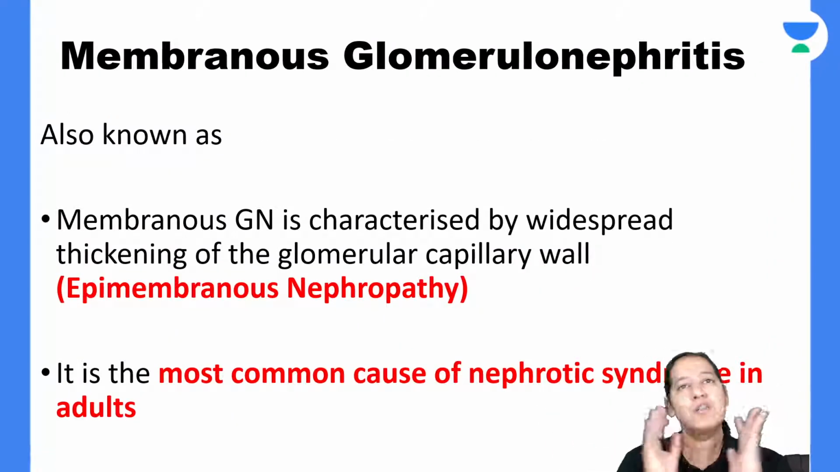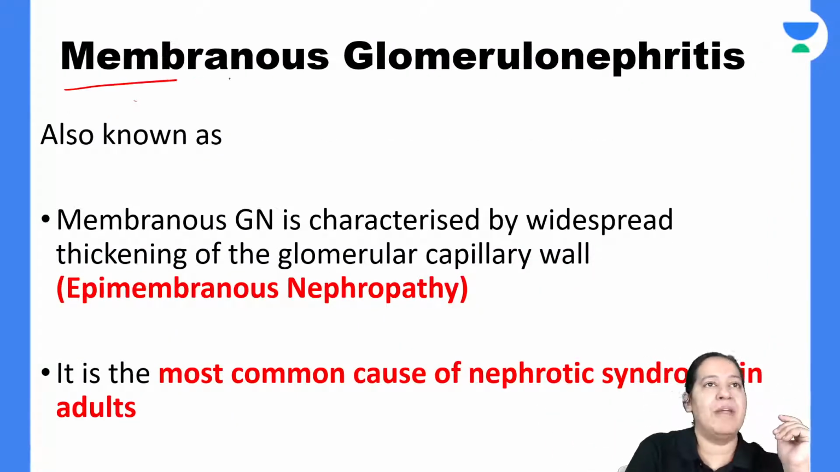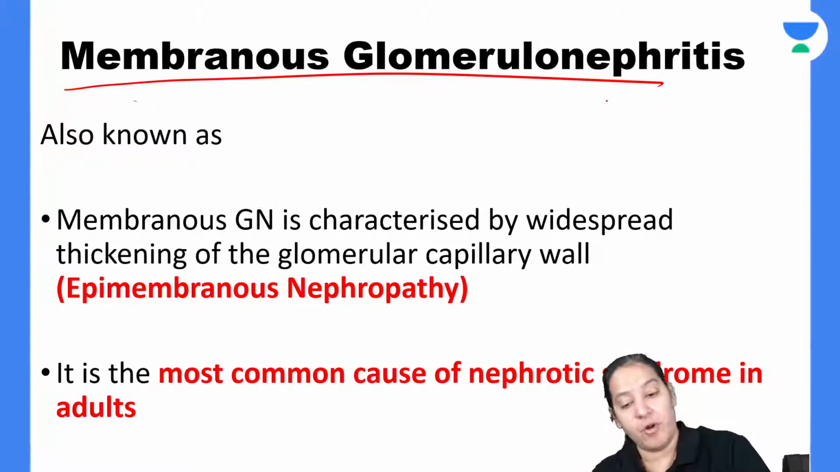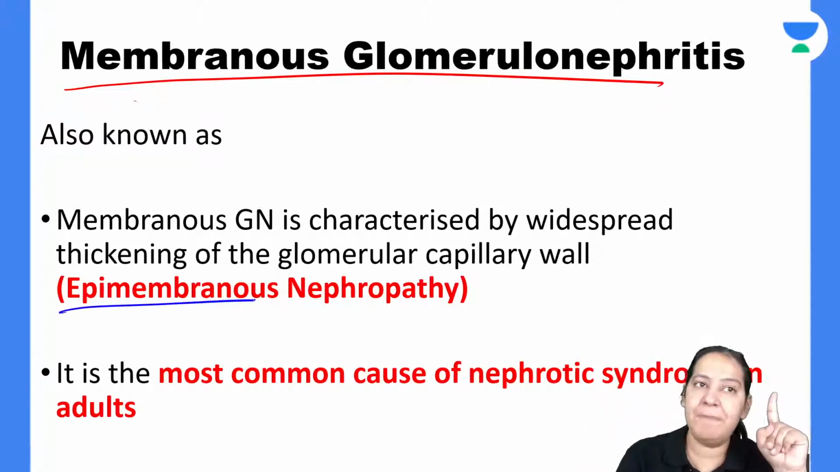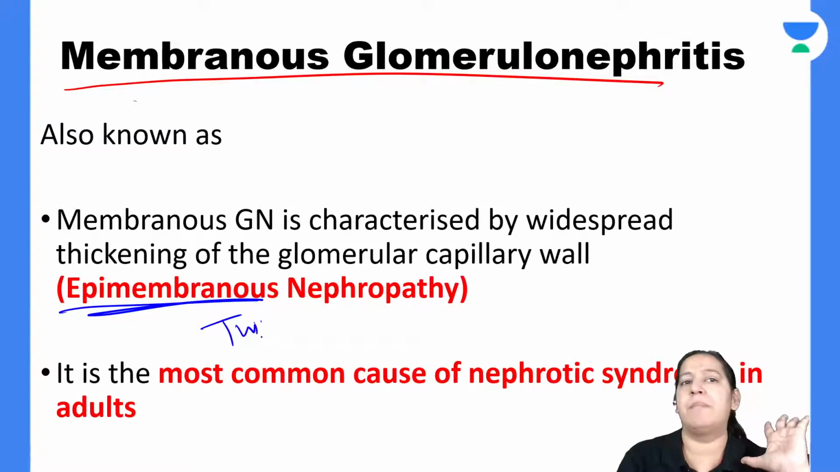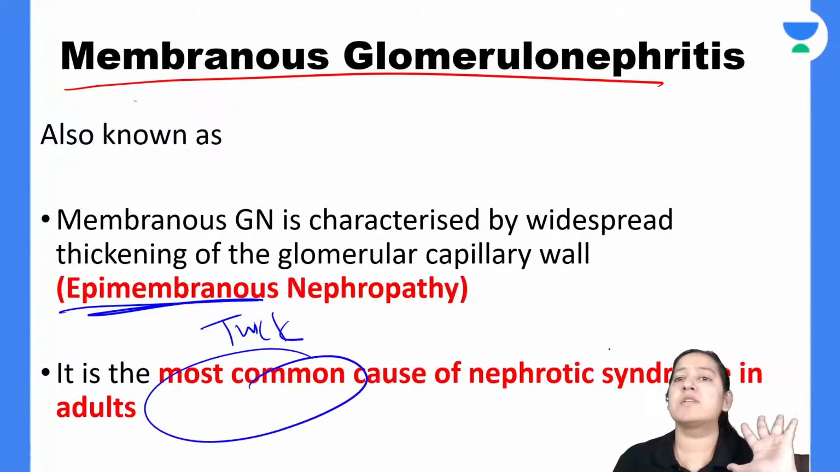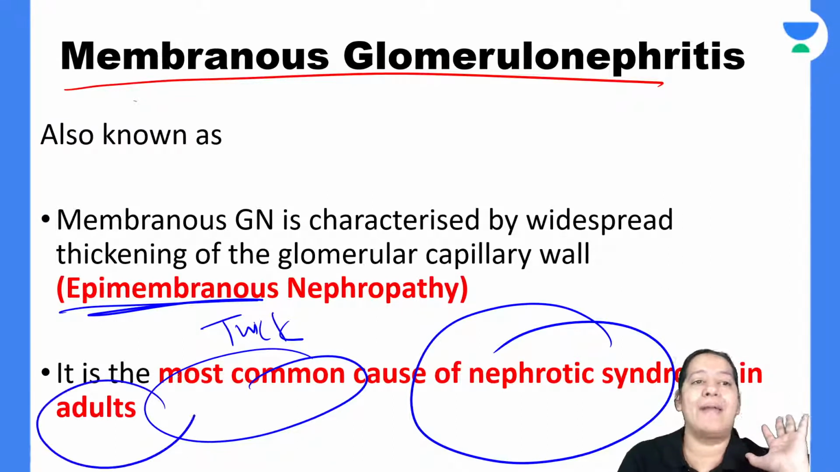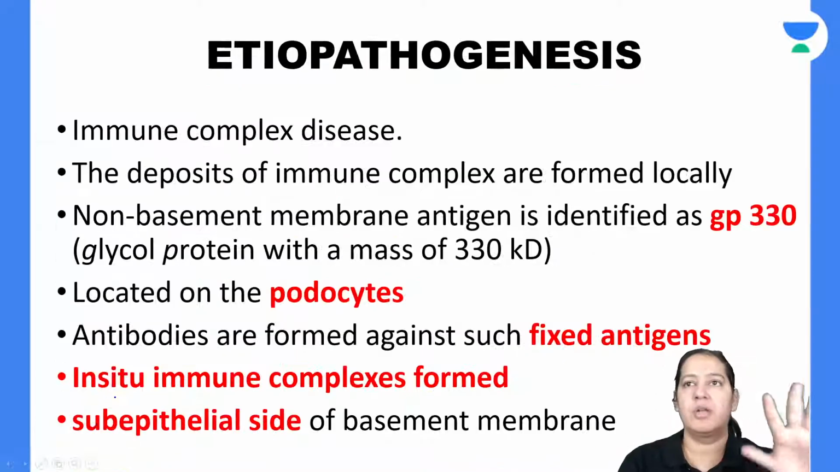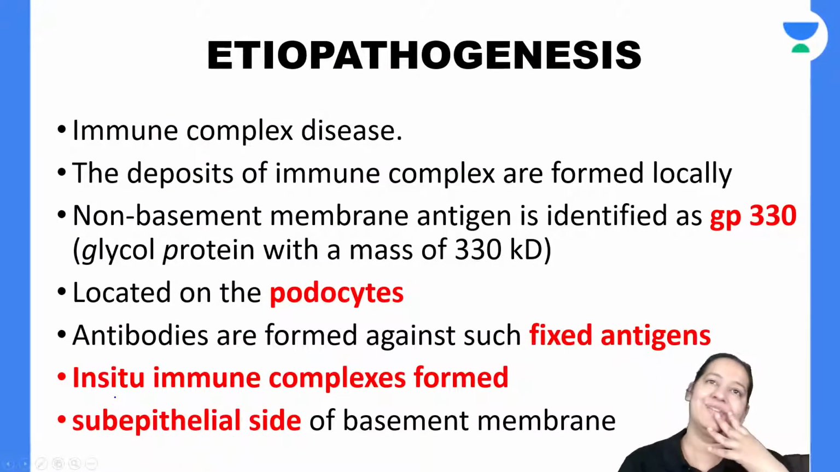Have you got it? So let me start with membranous. And then I will come to membranoproliferative. Membranous is also known as epimembranous because it is only the thickening of the membrane. That's it. It's the most common cause of nephrotic syndrome in adults. That is the introduction. Etiopathogenesis. Okay.